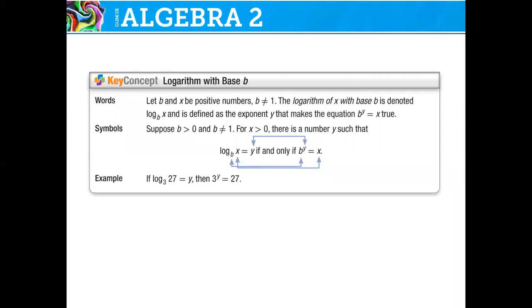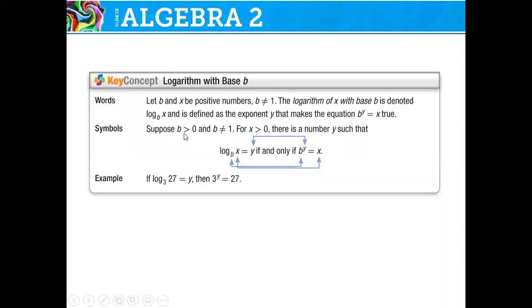Okay, let's start. The logarithm with base b. Let's say we have b and x to be positive numbers, where b cannot be equal to 1. The logarithm of x with base b is denoted as shown here and is defined as the exponent y that makes the equation b to the y equal x true.